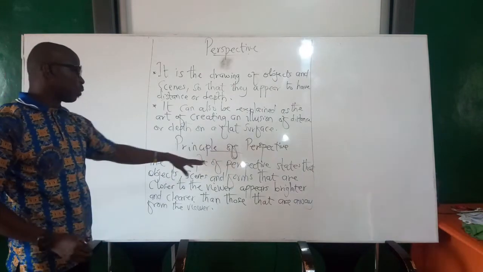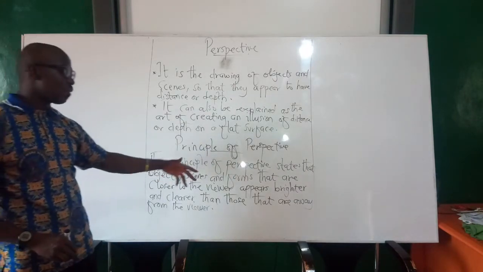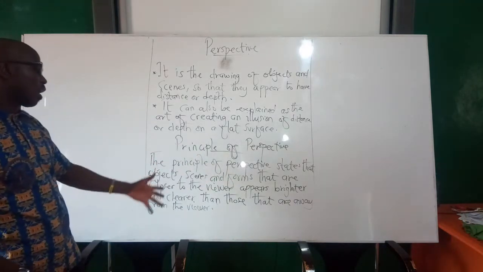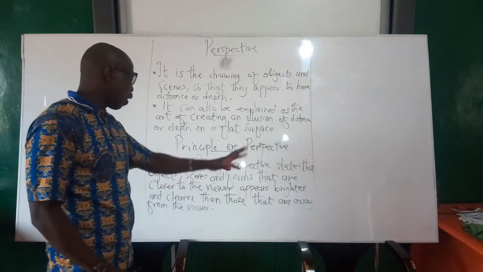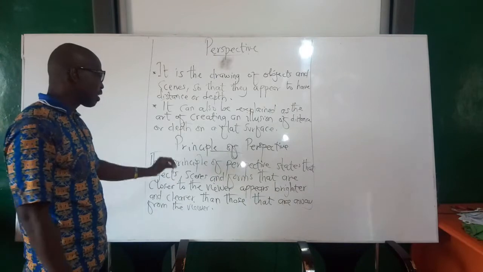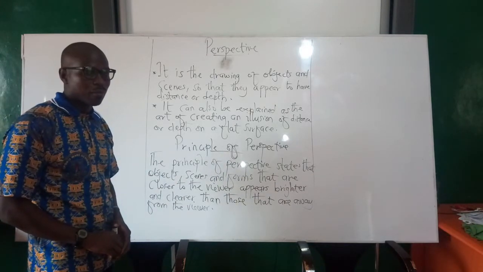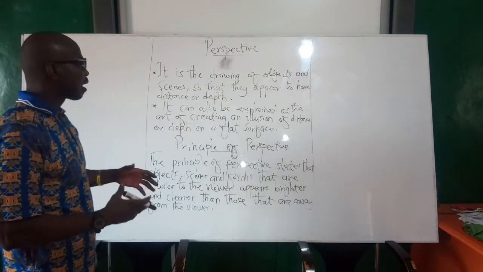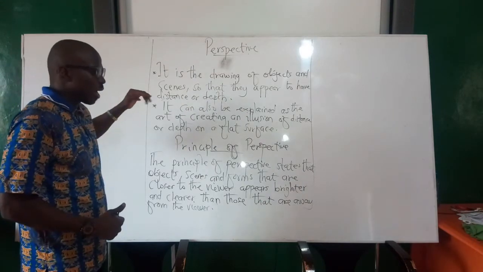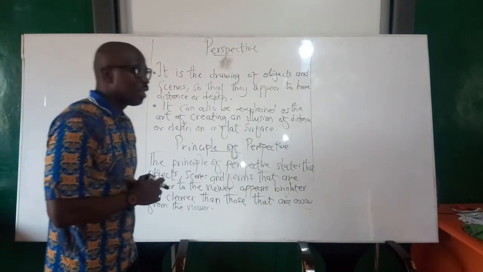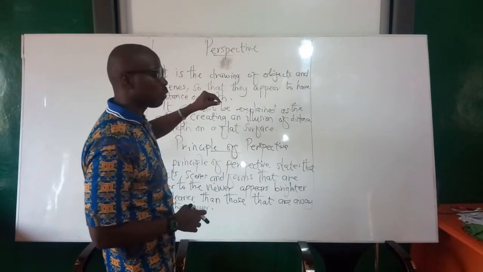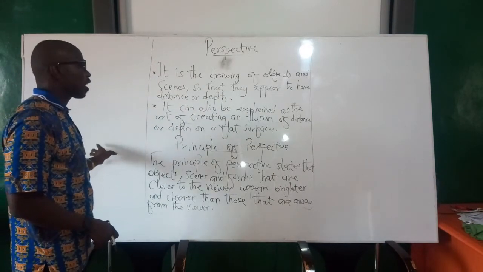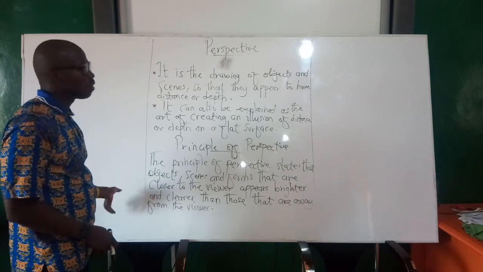So I state again, the principle of perspective states that objects, scenes, and forms that are closer to the viewer appear brighter and clearer or bigger than those that are away from the viewer or those that are in the distance. Now let's look at certain key terms in perspective before we come to the types of perspective. When we get to know those terms, it will educate us as to how the types work. So let's get to know them.